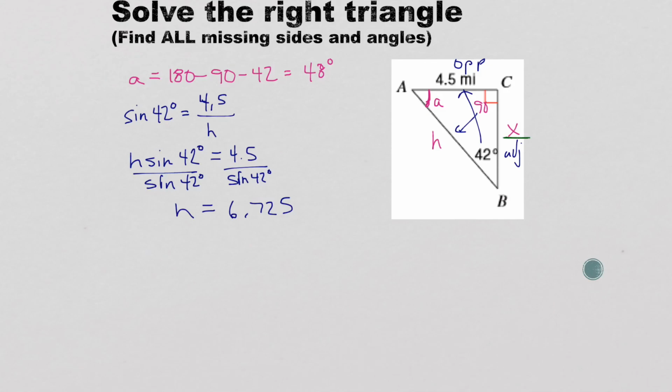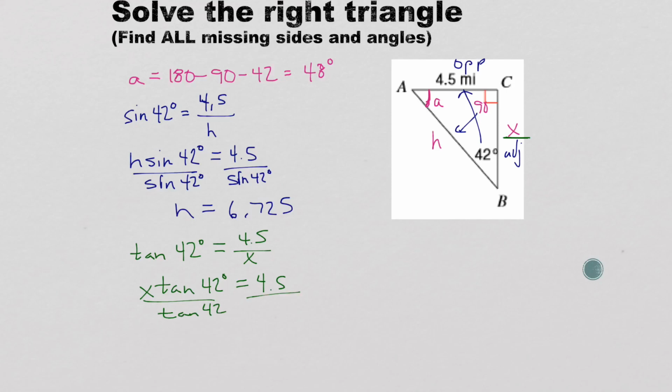Now I got to find x. X is the adjacent side, so I can use the tangent of 42 degrees equals my opposite side over my x, my adjacent side. Same thing. Multiply both sides by x. Divide. And I get x equals 4.997.